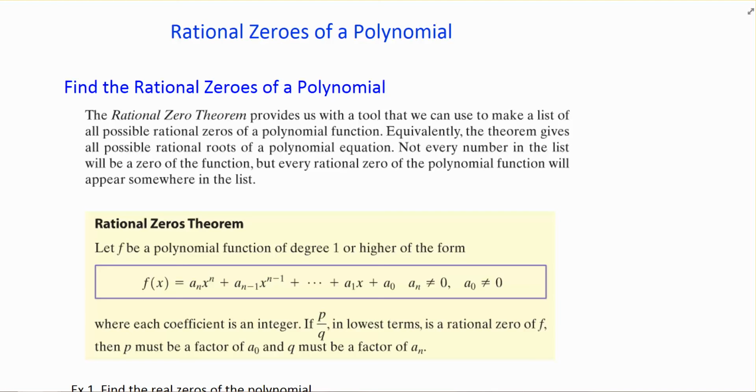Up until now, we've been looking at polynomial functions that have been generally factored so that we could identify the roots of that polynomial very easily. But what do we do when we look at a polynomial that's not already factored? And that's what today's lesson is about, finding the rational zeros of a polynomial.